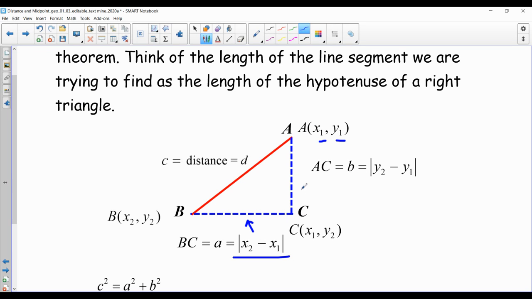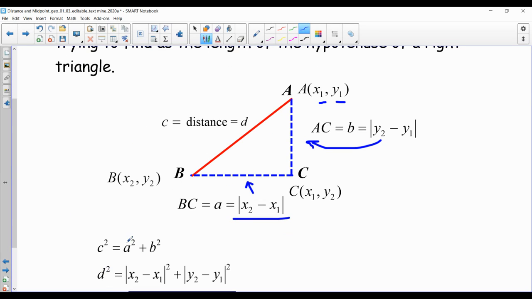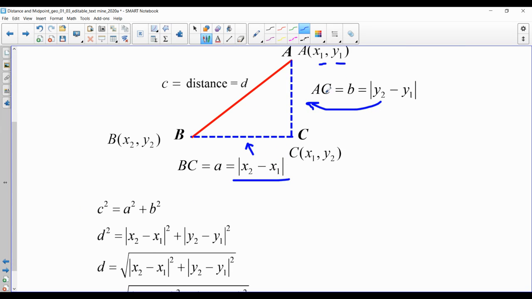Up and down, vertical, that's y's. So this length here is y2 minus y1, which is b. Follow along with me. C squared equals a squared plus b squared. We know that's the Pythagorean theorem, but our c is d. So d squared is equal to, we know a is the absolute value of x2 minus x1. B is the absolute value of y2 minus y1. So a squared is x2 minus x1 squared. B squared is y2 minus y1 squared.